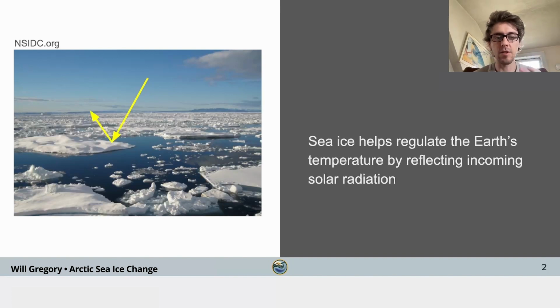You can see in this picture here on the left, sea ice forming at the ocean surface. And we can see how the high albedo nature of this sea ice surface means that it has a tendency to reflect incoming solar radiation back into the atmosphere, into outer space, whereas the darker regions of the ocean surface have a tendency to absorb it. So this has the effect of keeping the Earth's surface temperature cool.